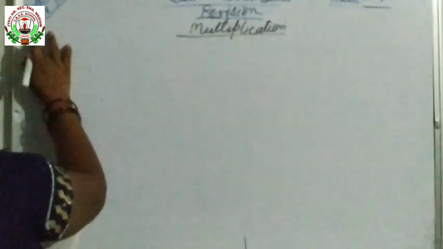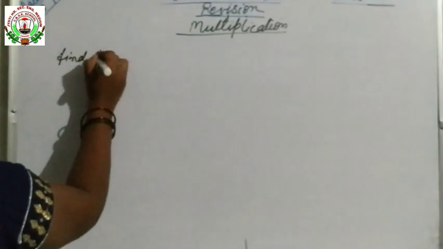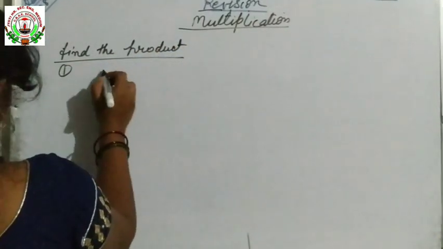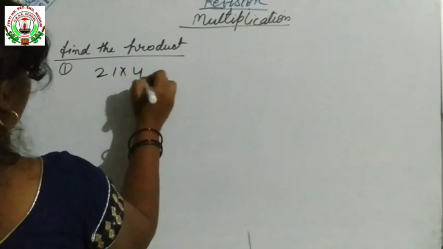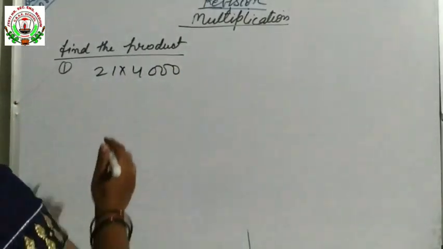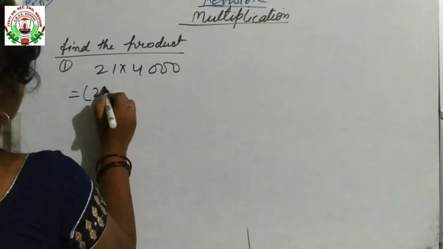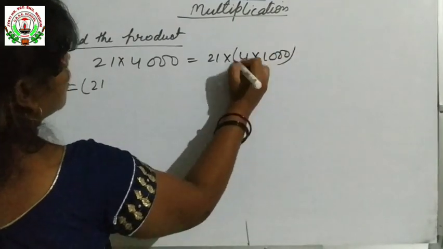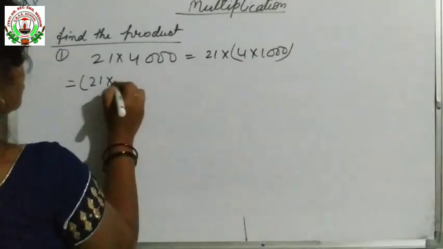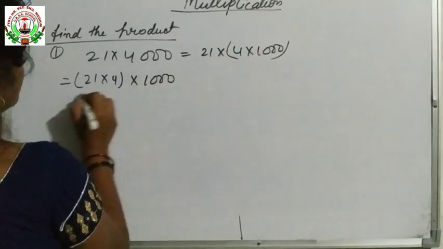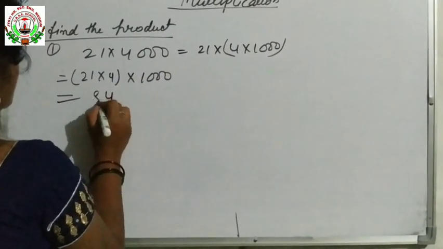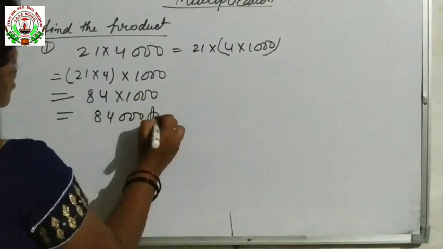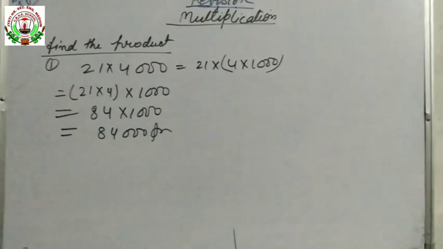In multiplication, find the product. Suppose one question is given 21 into 4000. It is very easy. Already I told you, first you will write separately. You can write 4000 as 4 into 1000. So 21 into 4 and keep this 1000 separately. Now 4 ones are 4, 4 twos are 8. 84 into 1000. So it becomes 84,000. Understood? It is very easy. So you will do like this.